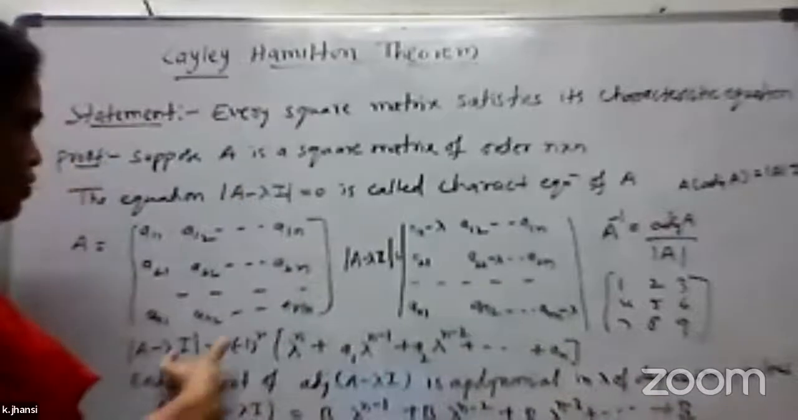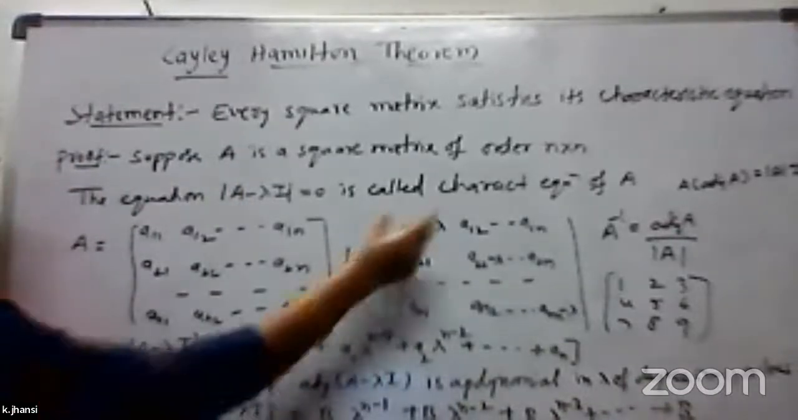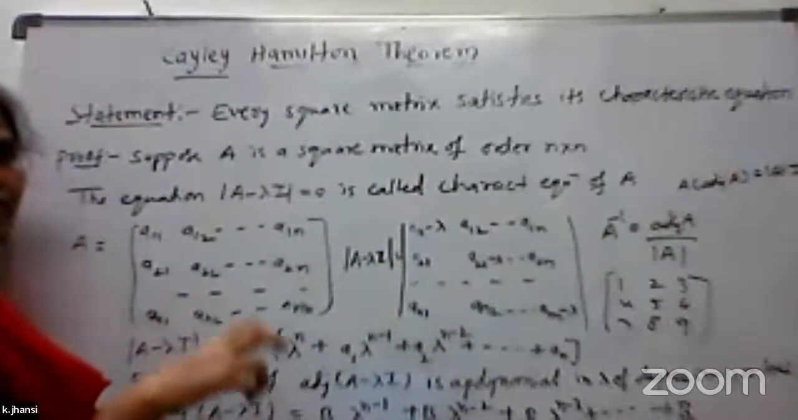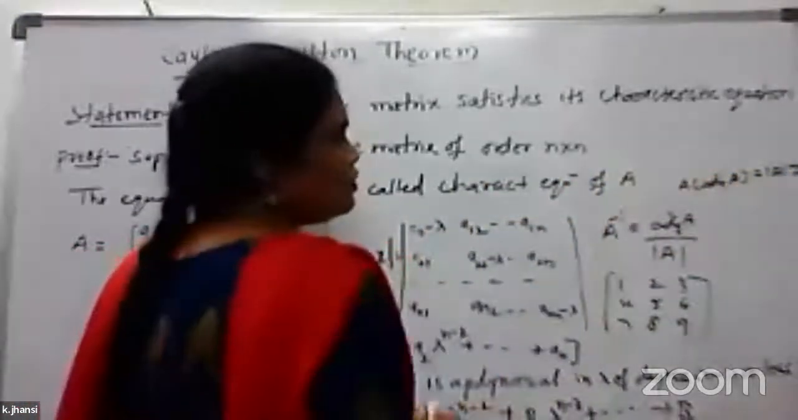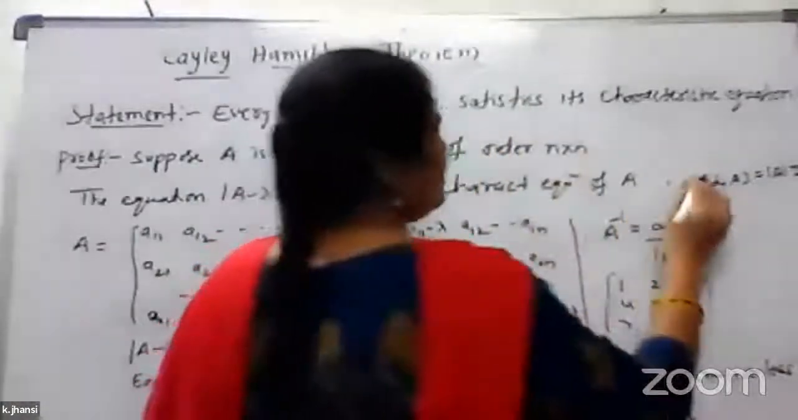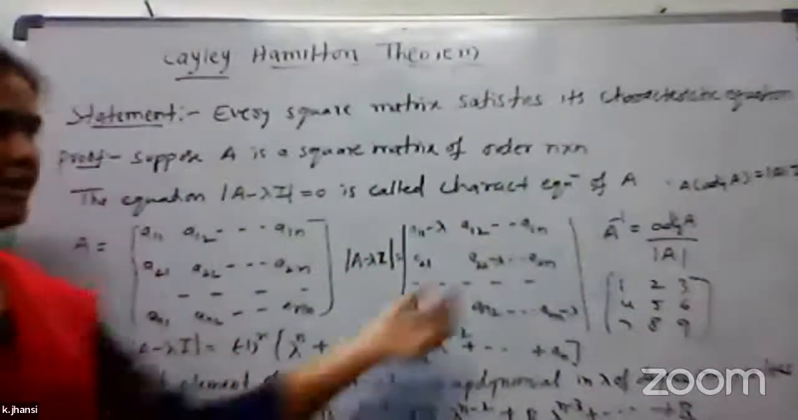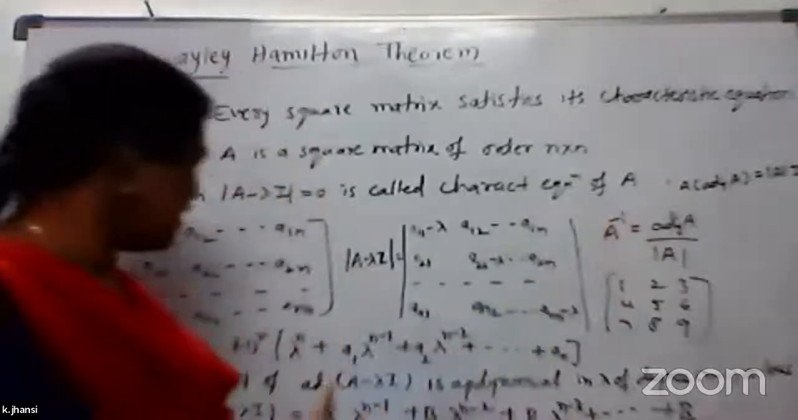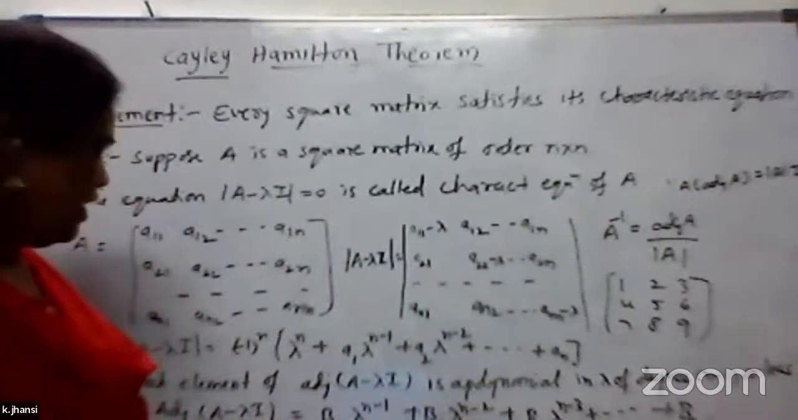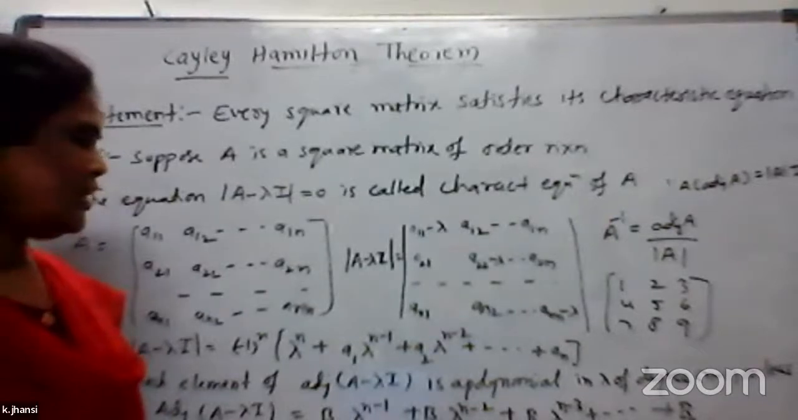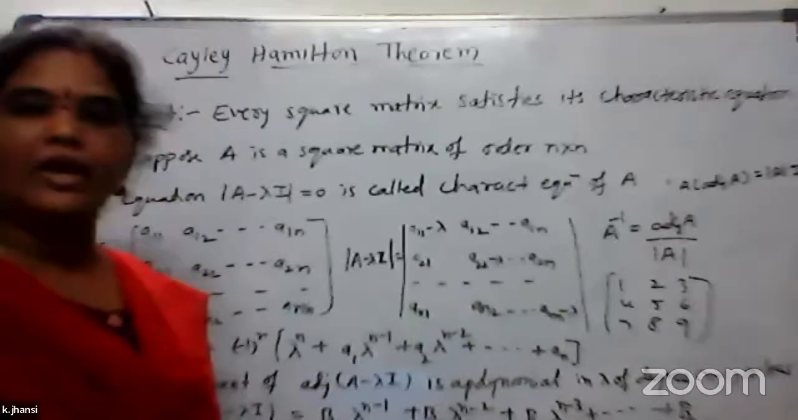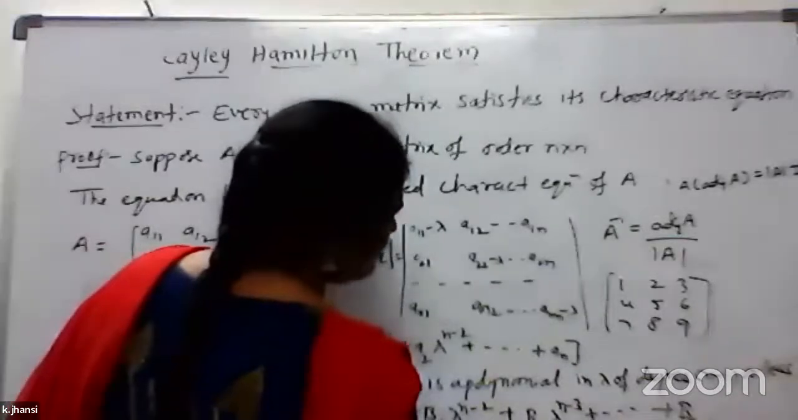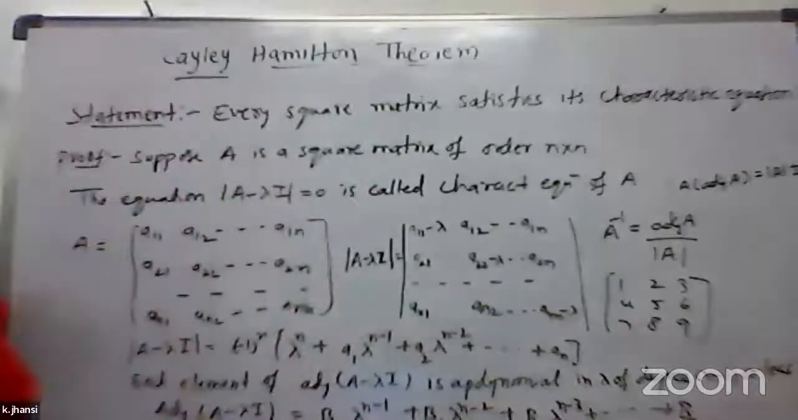Okay. To solve this, we'll use a small rule, that is A into adjoint of A equals determinant of A into the identity matrix I. So with this concept, instead of A, we substitute A minus lambda I. So A minus lambda I into adjoint of A minus lambda I equals determinant of A minus lambda I into I. If you want, you can write here A into adjoint of A equals determinant of A into I.